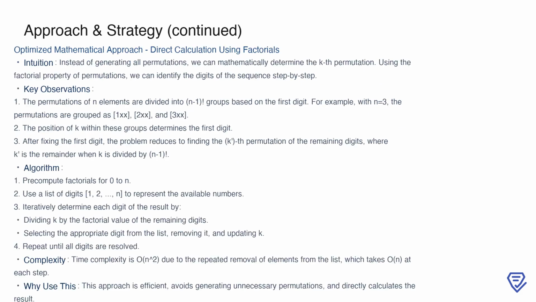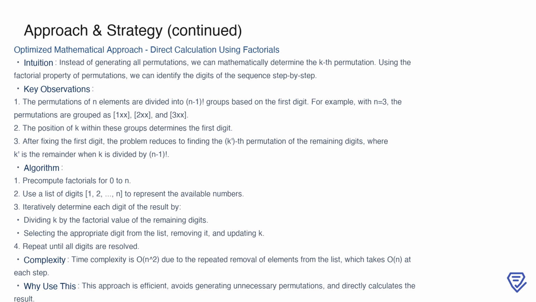This is why, despite being conceptually straightforward, this approach is not suitable for solving the problem efficiently. A much more efficient strategy is the optimized mathematical approach, which avoids generating all permutations entirely. The key insight here is to use the properties of factorials to directly calculate the Kth permutation.